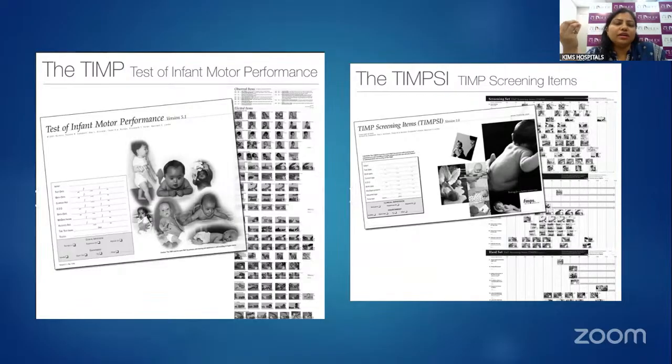And the way you score is also a little bit different, because the TIM takes around 40 minutes to perform, but the TIMSI takes a little less time because it's just a scoring tool. So basically you can just use a scoring tool for initial assessment, and it's up to you according to the caseload of your hospital. You can take a call and get the certification done.